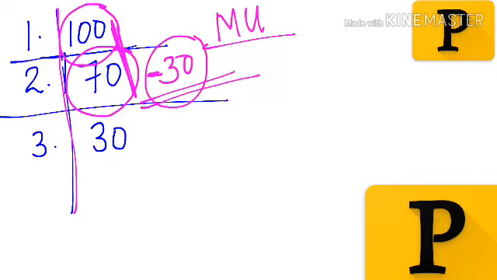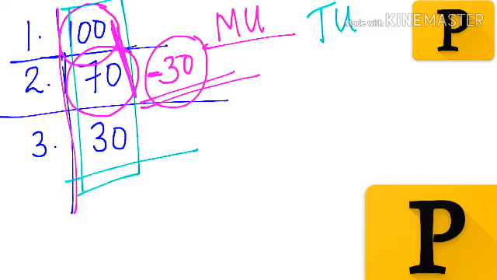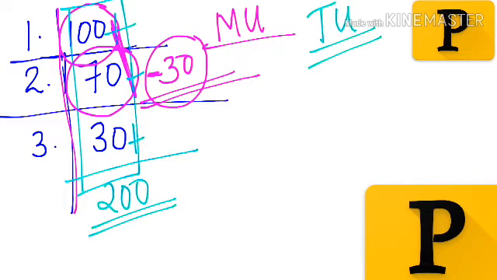The second concept is total utility. All the three units together, 100 plus 70 plus 30, that is 200 units. That is total utility. Total utility means the total satisfaction that you have derived from consuming the given units of a particular commodity.